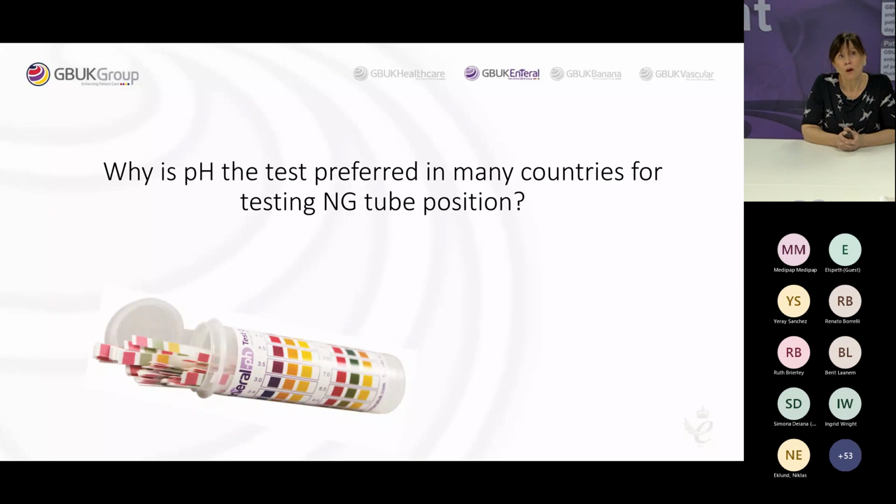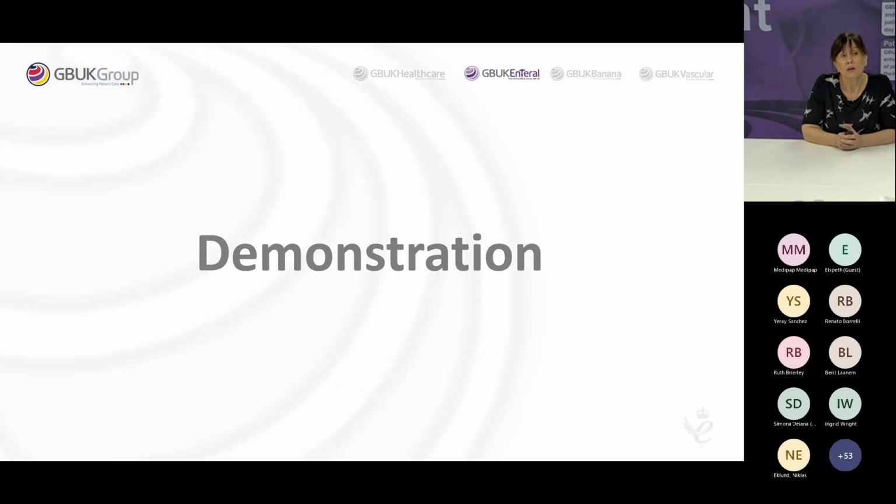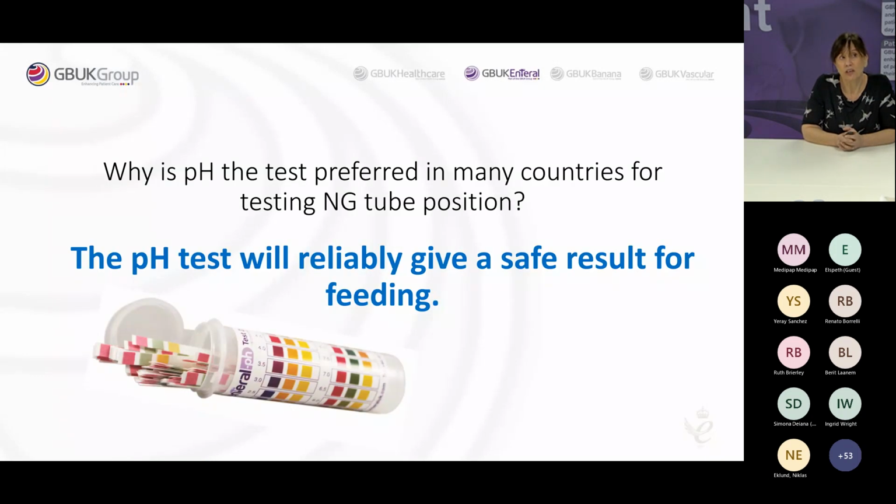So why is pH testing preferred in many countries for testing NG tube position? And it's this: the pH test will reliably give a safe result for feeding.